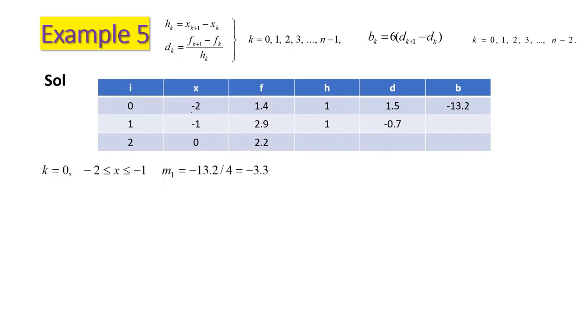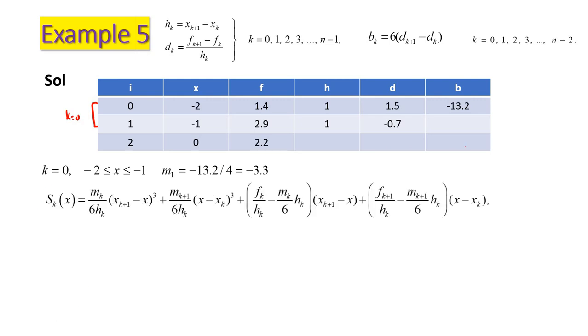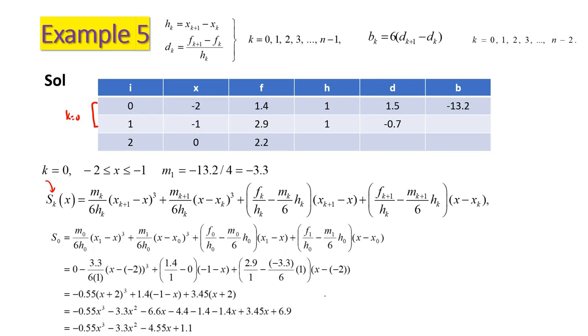So when K equals 0, X is from negative 2 to negative 1. We already calculated M1, which is negative 3.3. Then to calculate S naught, plug in K equals 0 and plug in all the corresponding values. So when K is 0, you have M naught divided by 6 H naught, times X1 minus X to the power 3.